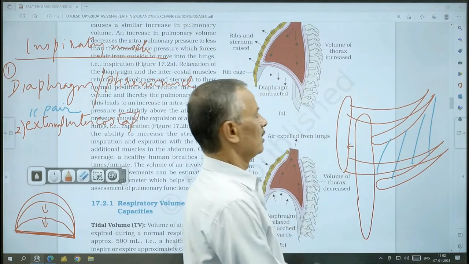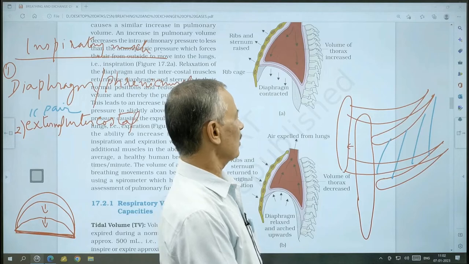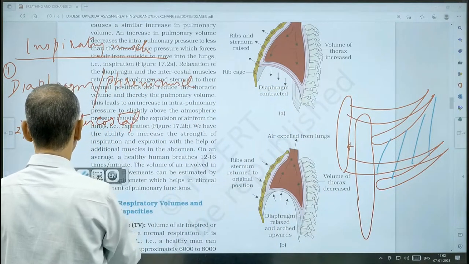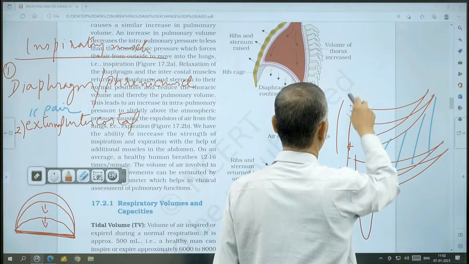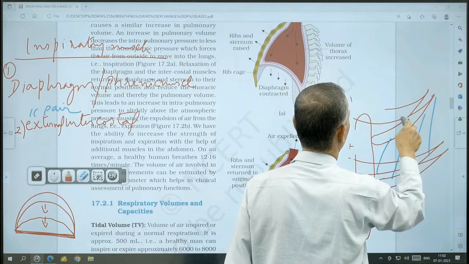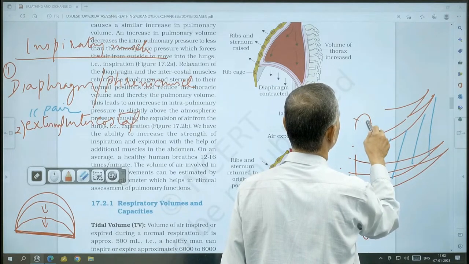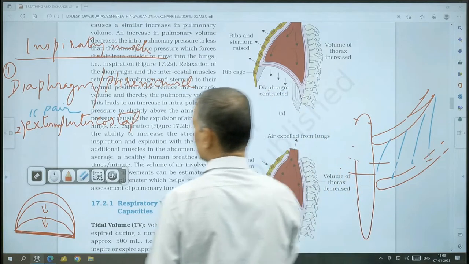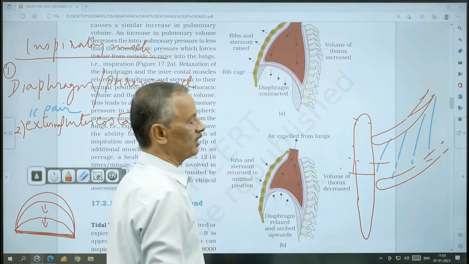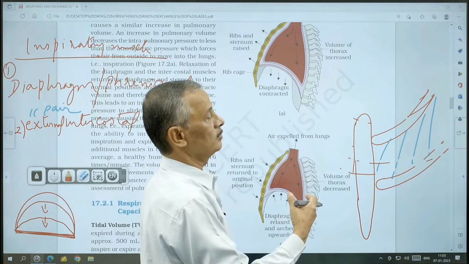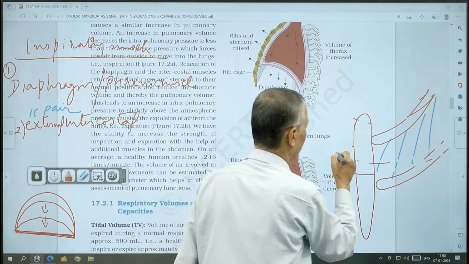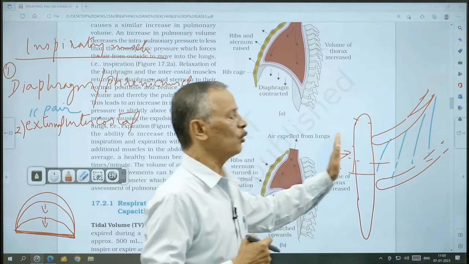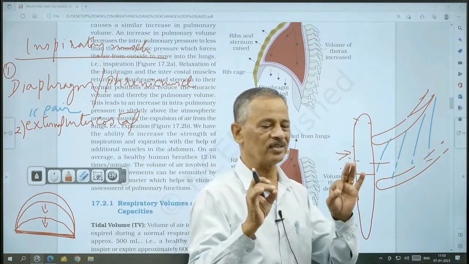Similarly, the contracted external intercostal muscles relax. When they are relaxing, the sternum is coming back to its original position. When the sternum is coming back to its normal position, what happens? There is a decrease in the thoracic cavity in a dorsoventral direction. So there was a decrease in volume. So a decrease in volume in the anteroposterior direction, now a decrease in volume in the dorsoventral direction. So the overall volume of the thoracic cavity decreased.